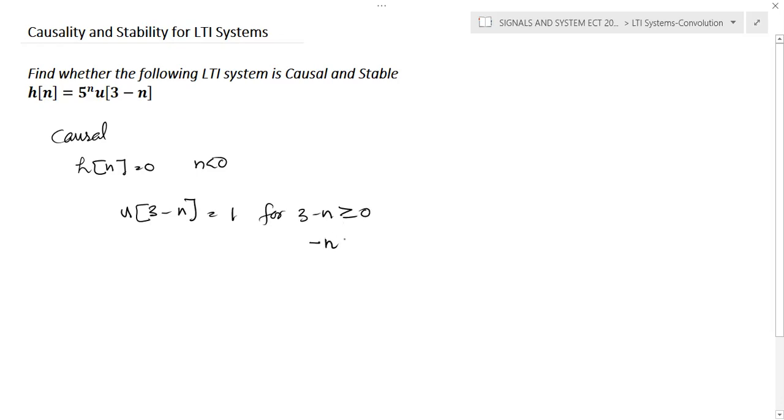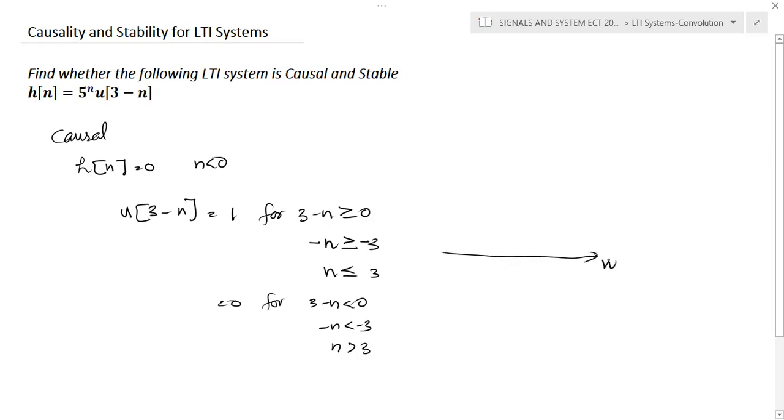Or if you write in terms of minus n greater than or equal to minus 3, but we require it in terms of n, so we'll multiply this quantity with minus 1. So now we need to change the sign. And similarly 0 for 3 minus n less than 0, or minus n less than minus 3, or you can write n greater than 3.